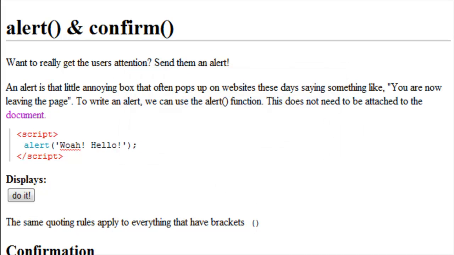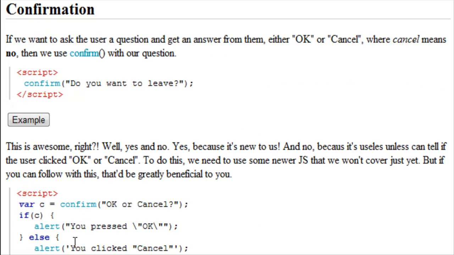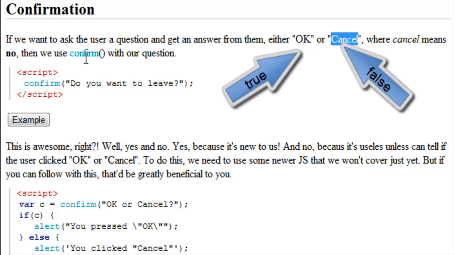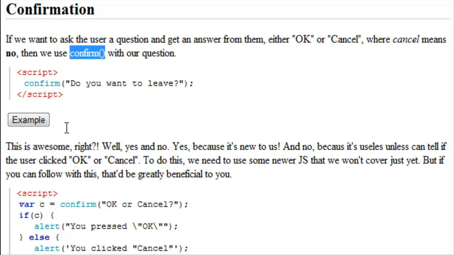Now, what if we wanted to ask someone something, give them the option, either yes or no? Then we'd use a confirm function. And with the confirm function, OK always means yes, and cancel always means no. Or OK means true and cancel means false. And the confirm function looks like this: confirm, bracket, bracket. Same thing from alert. We use confirm, bracket, then a quotation mark, what we want to ask the user, and then another quotation, bracket, and a semicolon.